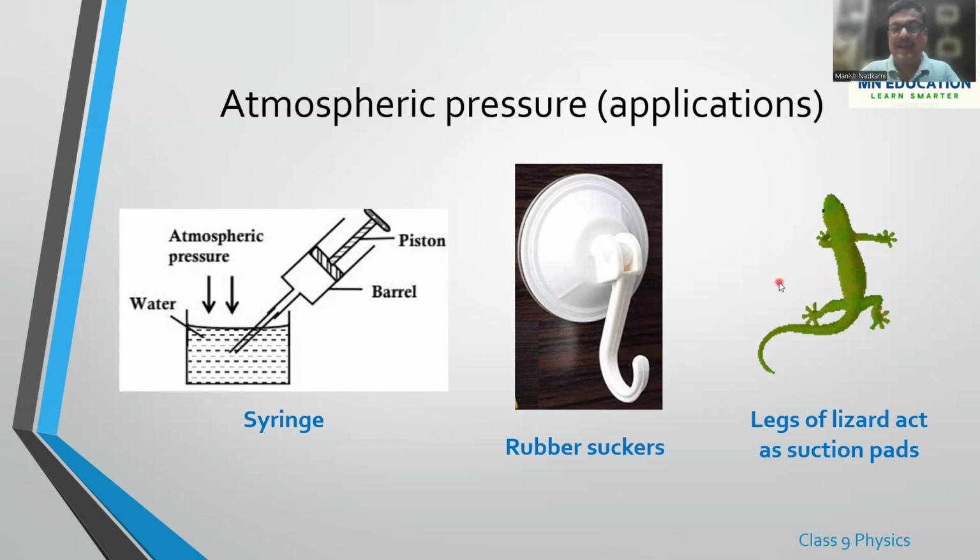A lizard, how does it manage to climb up a wall? The legs of the lizard, the feet, act like rubber suckers. So they remain firmly in contact with the wall due to air pressure. All insects who are able to climb up a vertical wall do it because their feet have this suction kind of effect, rubber sucker kind of effect. So they are firmly able to hold on to the surface. They don't fall down.